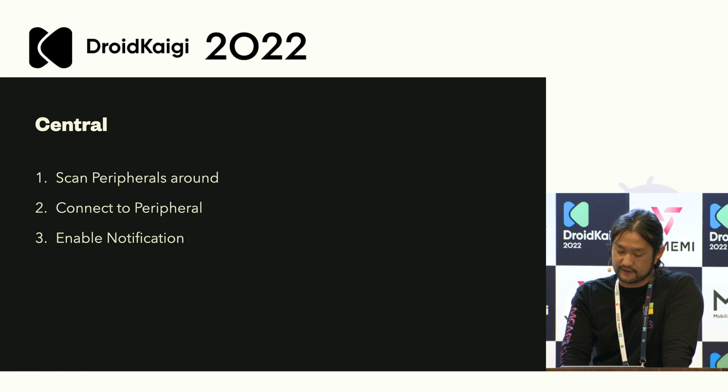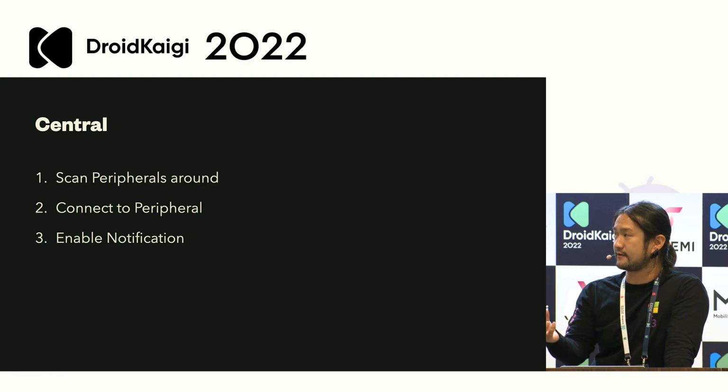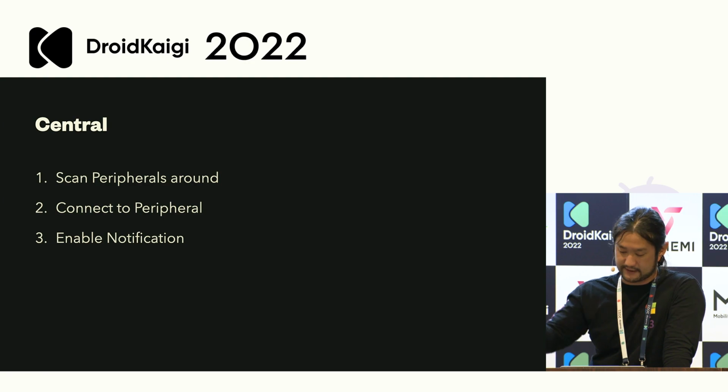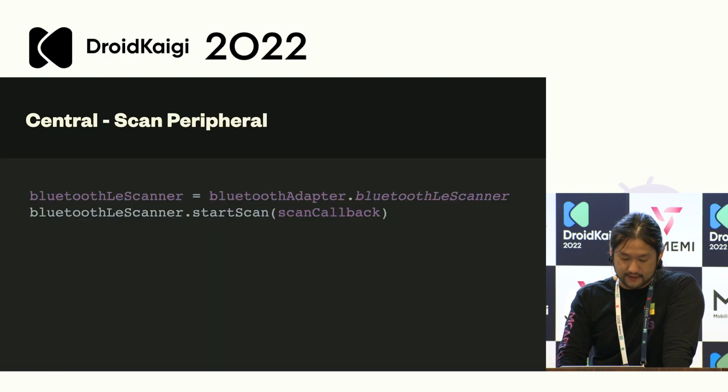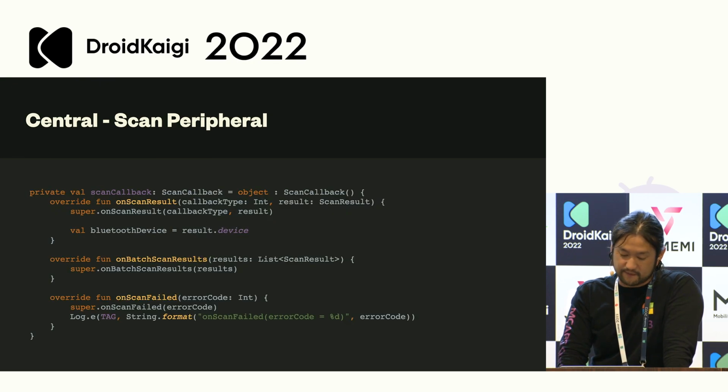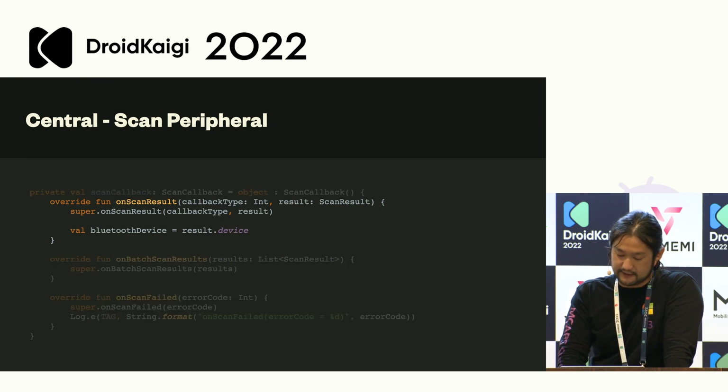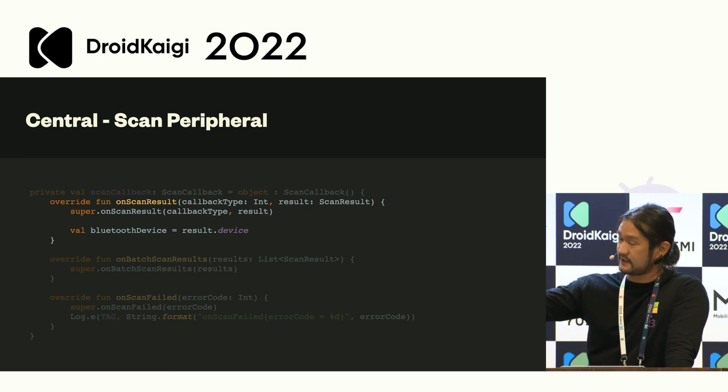We will start with an easy-to-understand explanation from central. Again, central is your PC or phone, which connects to the sensor device. Central scans the surrounding area for peripherals that can be connected by start scan. Same as before, when a device is found, it is notified back. Let's keep the list. This list is the sensor devices around you.